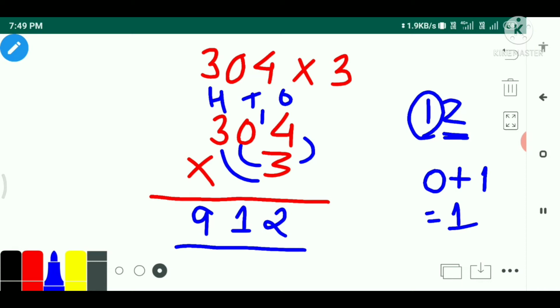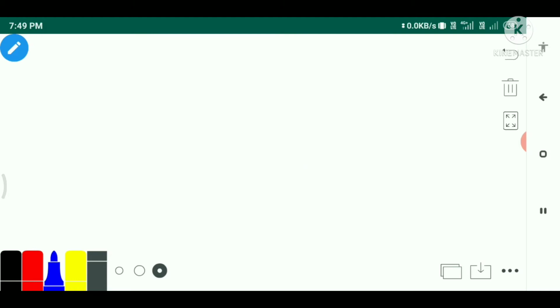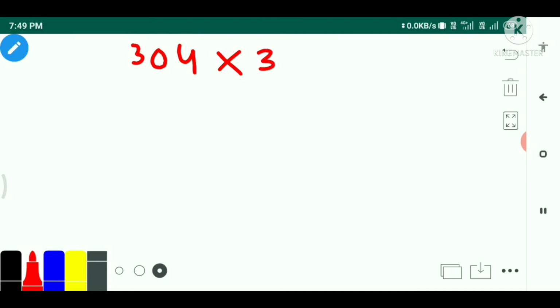I hope you have understood this method. The next method is the activity based method, and I think you will find it a little easier than this one. So our number is 304 multiplied by 3.